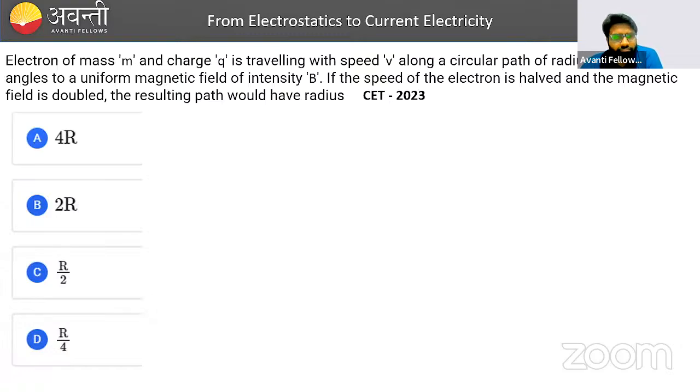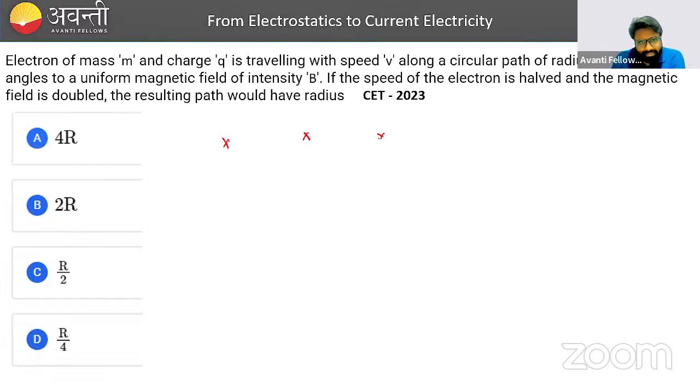Now this question. An electron of mass m, charge q, is traveling with speed v along a circular path of radius capital R at right angle to a uniform magnetic field of intensity B. If the speed of the electron is half and the magnitude of the field is double, the resulting path would have radius.